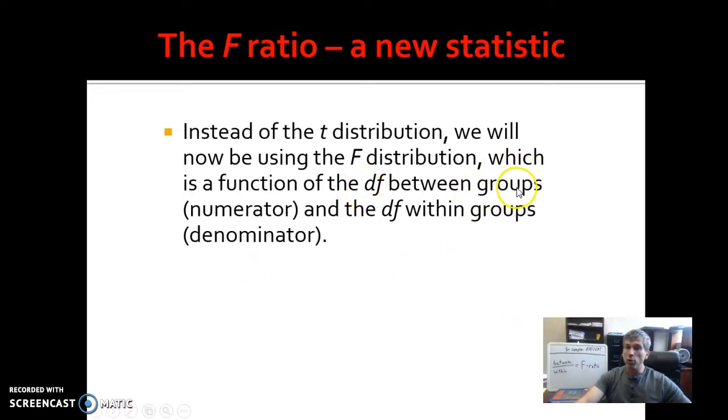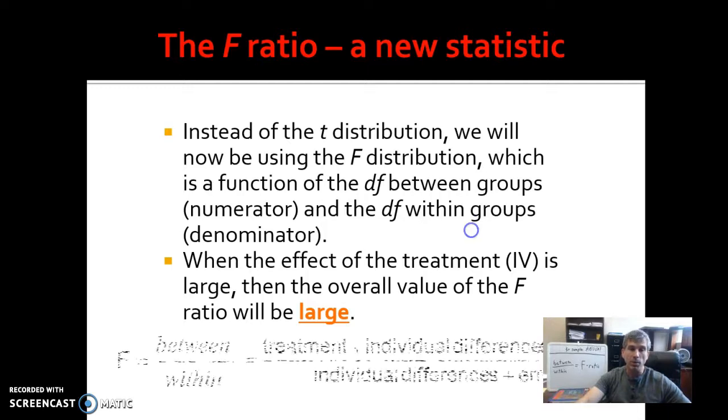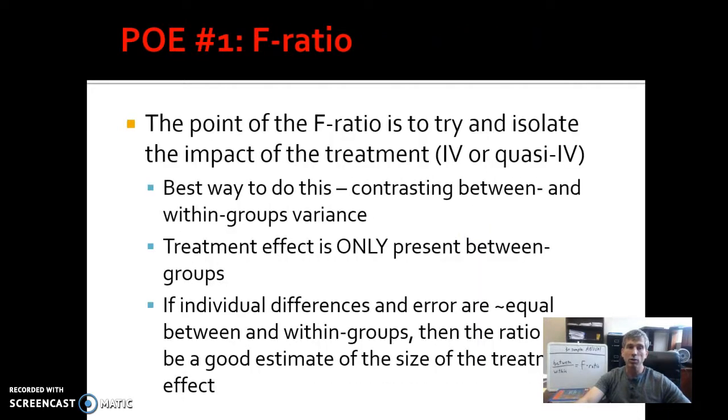So degrees of freedom between groups is sometimes called our numerator degrees of freedom, and degrees of freedom within groups is sometimes called our denominator. Again, when the treatment is really influential, we expect that F ratio to be big. When the treatment is not doing anything at all to scores, we expect that ratio to be small. So this is our first point of emphasis for our Module 10.